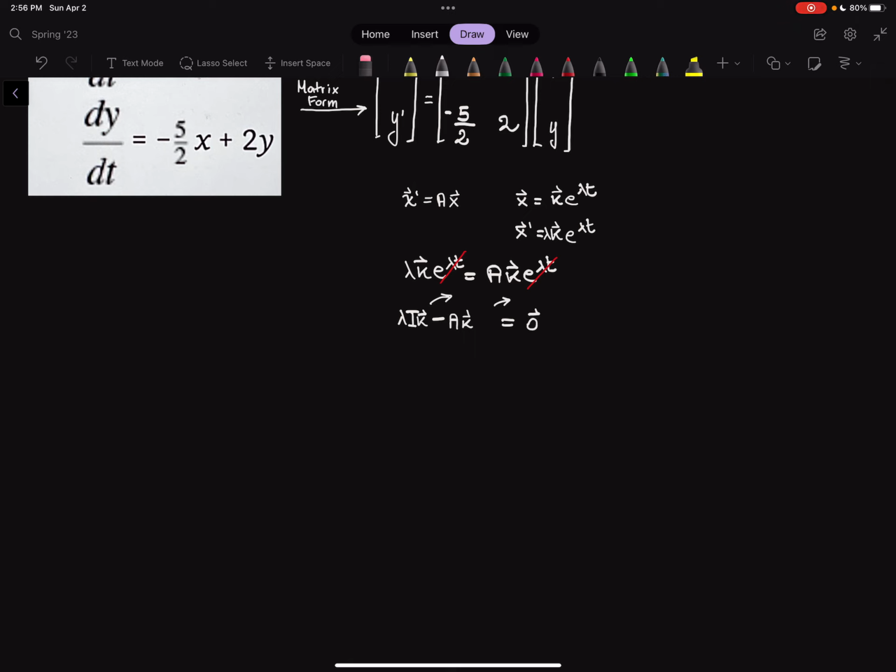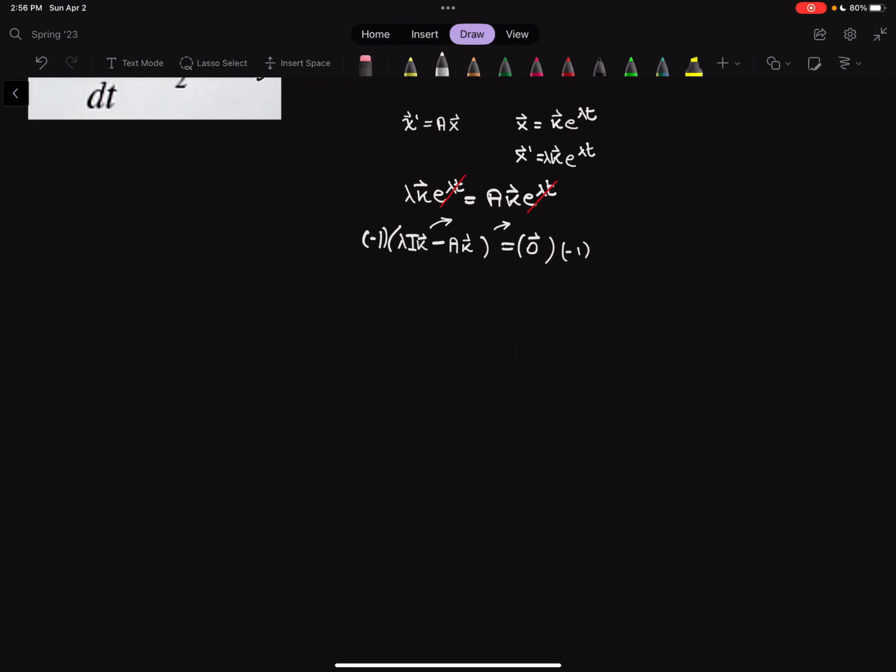Now, I can multiply both sides of this by -1. As long as I do everything to both sides of an equation, the equation doesn't change. And now I have Ak minus lambda I k right here. All of that is equal to the 0 vector. Now I can factor out this k. What happens if I do that? Well, now I get A minus lambda I times the k vector is equal to the 0 vector.